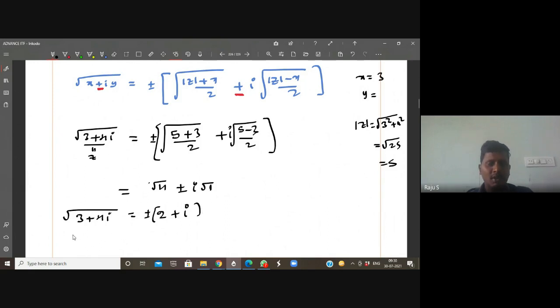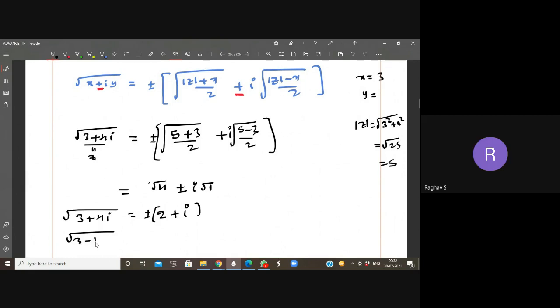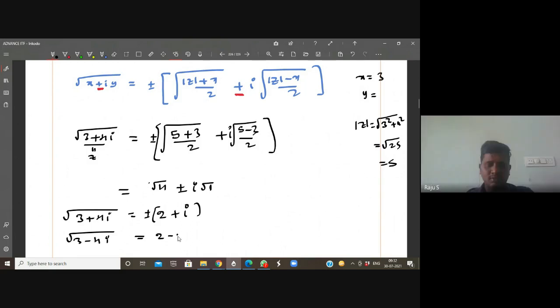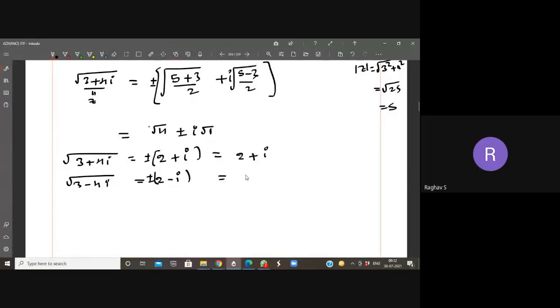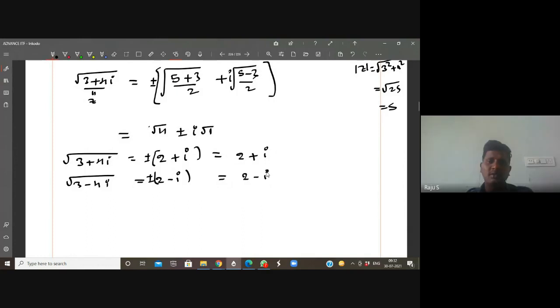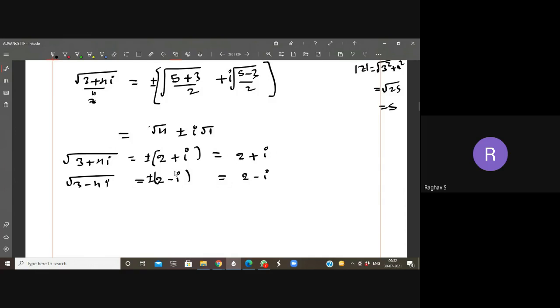Okay, then what about here? Root over 3 minus 4 iota is its conjugate, that's all. So 2 minus iota, that is plus or minus 2 minus iota. See here, its conjugate is also given. Either you can take 2 plus iota and 2 minus iota, both positive or both negative, you will get the same answer. It's better to take both plus. Both answers will be minus plus, 2 iota.